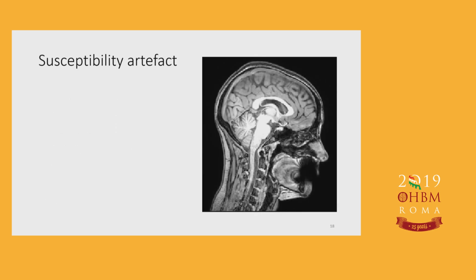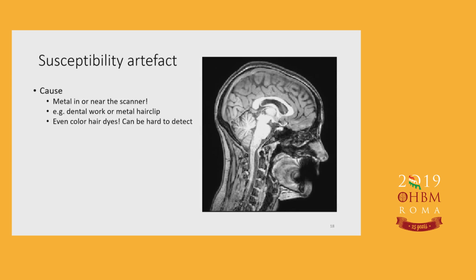The next artifact is called the susceptibility artifact. The primary cause for this artifact is the presence of metal in or near the scanner. For example, dental work or a metal hair clip, and even colored hair dyes cause this artifact. And if something as mild and subtle as colored hair dye is the cause, it can be really hard to detect unless you pay a lot of attention and specifically look for it.